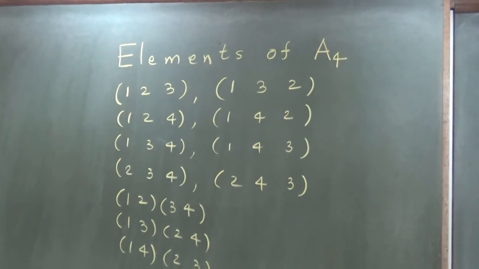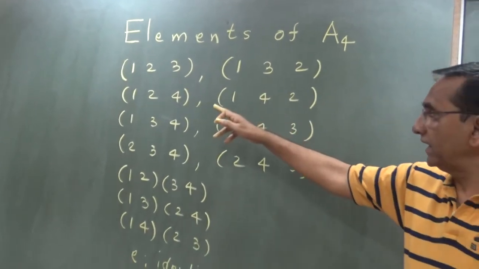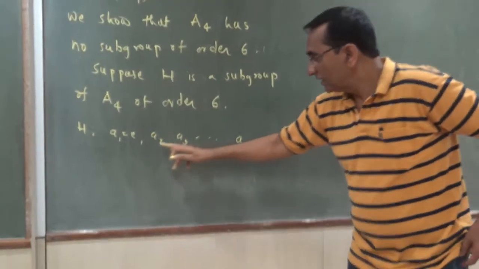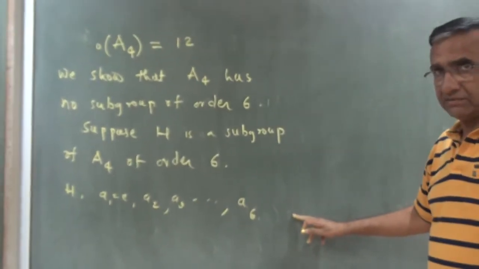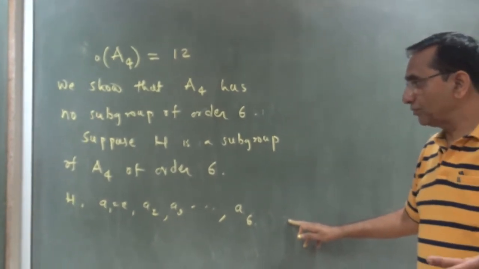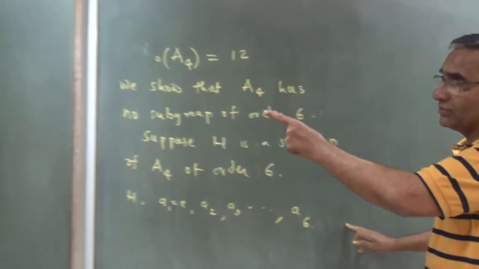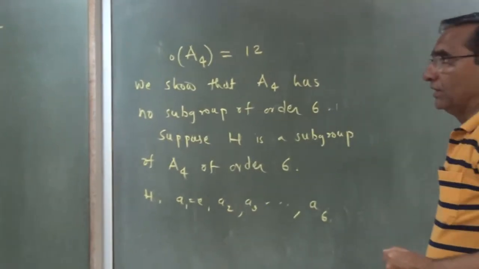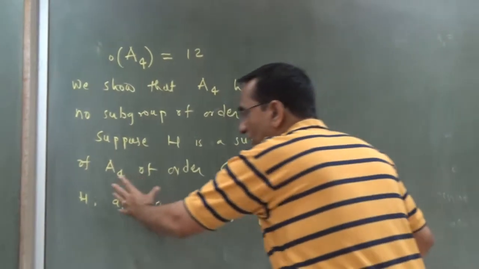So look at 3 cycles. How many 3 cycles are there? There are 8 3 cycles. And how many elements are there in H? There are 6 elements in H, because we have assumed that H is a subgroup of order 6. So all those 8 3 cycles cannot be in H. So at least one 3 cycle is not in H, suppose.